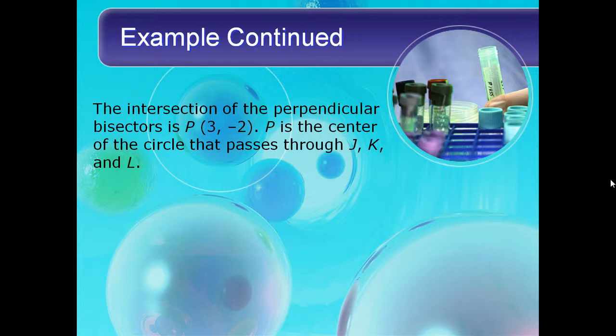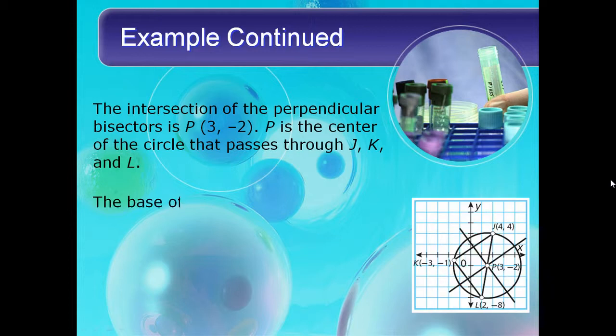The intersection of the perpendicular bisectors is (3, -2). P is the center of the circle that passes through J, K, and L. The base of the antenna is at P, point (3, -2). So see, we found our perpendicular bisectors, and they intersect here on the triangle, which means that this was a right triangle. We said that perpendicular bisectors will be on the hypotenuse if it's a right triangle. And this is the center. So we count out equidistantly and make our circle around that.